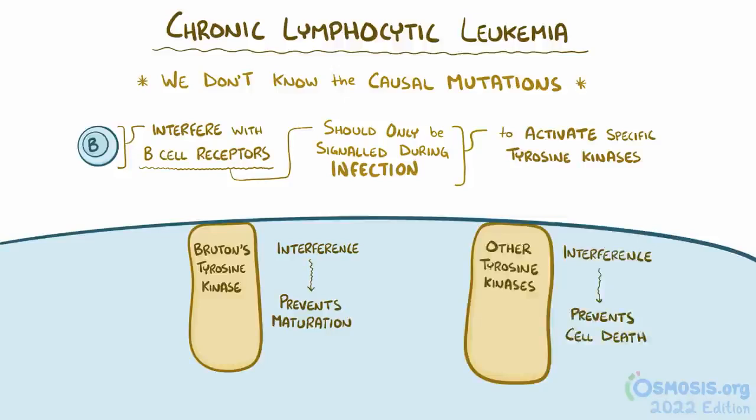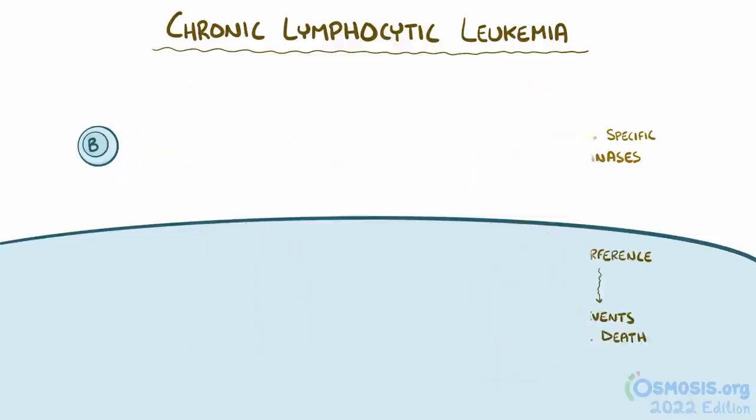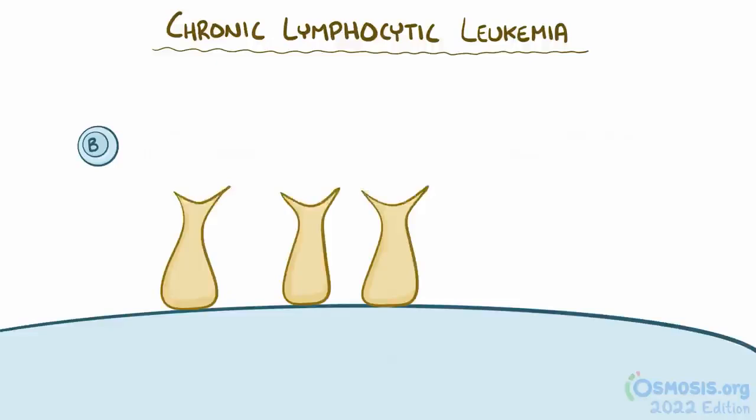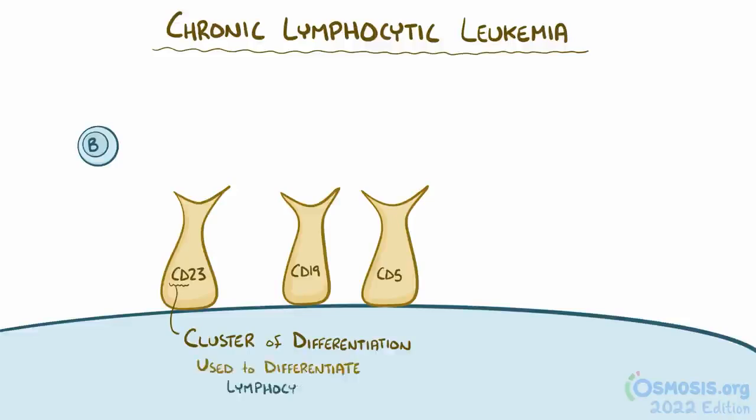And it's similar interference with other tyrosine kinases that allows them to die slower than they divide, which is why they build up. These premature cells always express particular proteins on their surfaces, including CD5, CD19, and CD23. The CD part stands for cluster of differentiation, because these are common surface proteins which can be used to differentiate between the lymphocytes. And despite CLL cells being B lymphocytes, they express the CD5 protein, which is a lot more common in T lymphocytes.